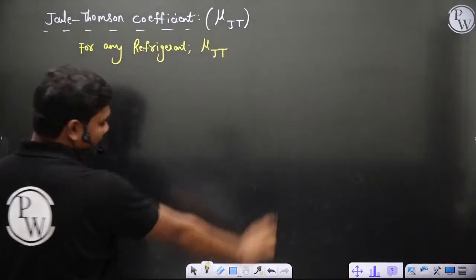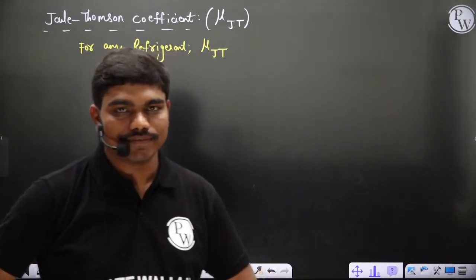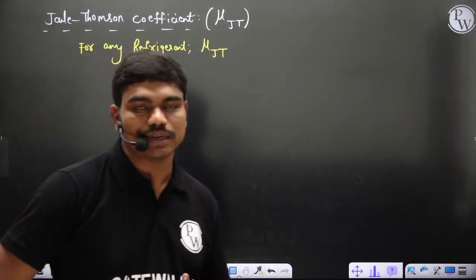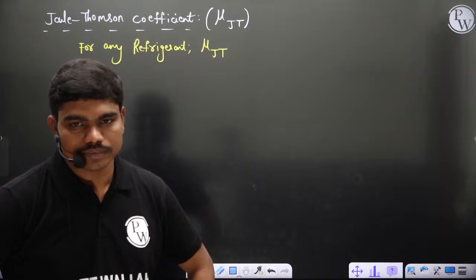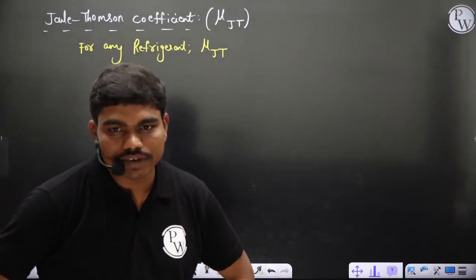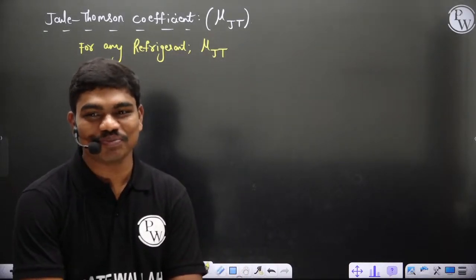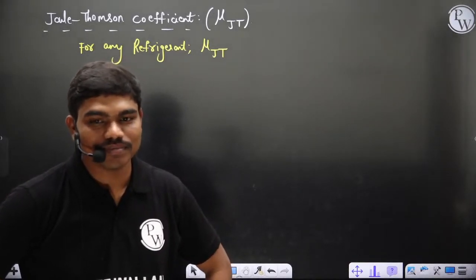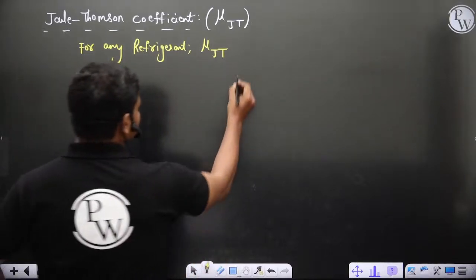Now basically, for any refrigerant, μJT has to be positive or negative? What should be the Joule-Thomson coefficient of a substance if you want to work it as a refrigerant? It is kept inside the inversion curve, positive. What is the inversion curve? Fine. Let's see. This is positive, of course.